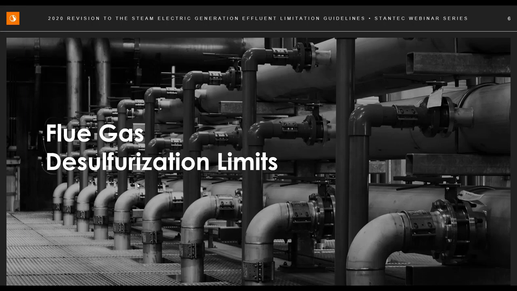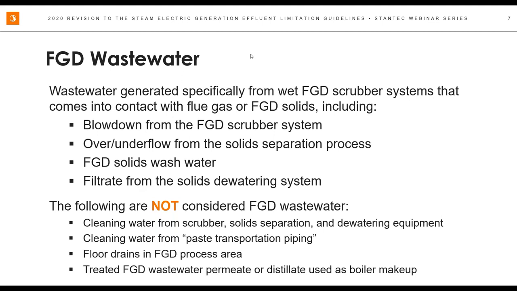So let's start off with our FGD limits. The definition of FGD: FGD wastewater is that which is generated specifically from wet FGD scrubber systems that comes into contact with flue gas or FGD solids, including blowdown from the scrubber system, over or underflow from the solid separation process, and think hydrocyclones there, FGD solids wash water, you can read that as chlorides wash, and filtrate from the solids dewatering system, and that would be from your gypsum belt filtrate there. Those would be typical examples.